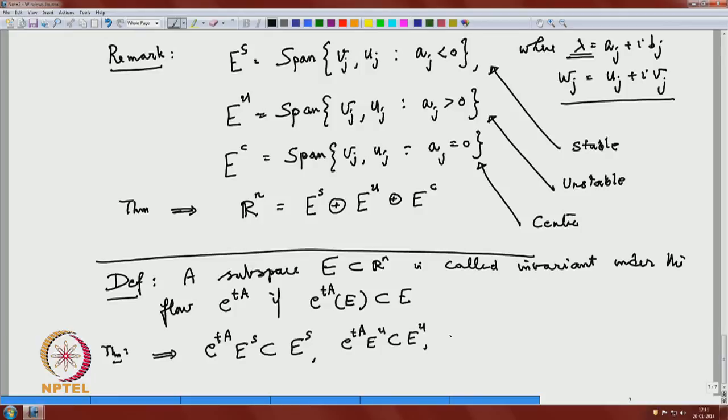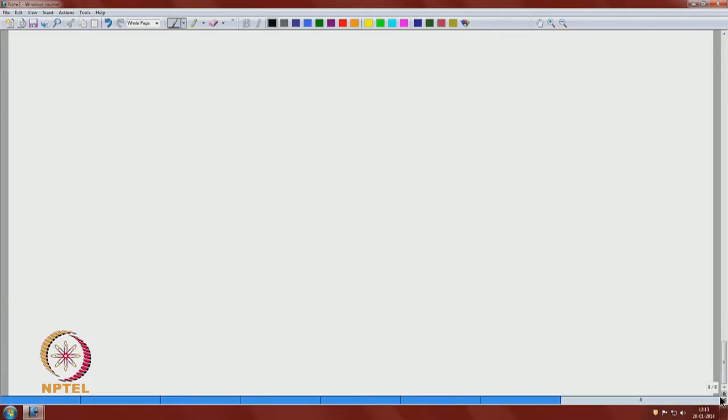I may skip giving one more lemma here, but I want to do two more examples in the remaining time of this lecture. Maybe one example or two examples, let us see. So, let us start with an example here, and maybe one more example in the next class.